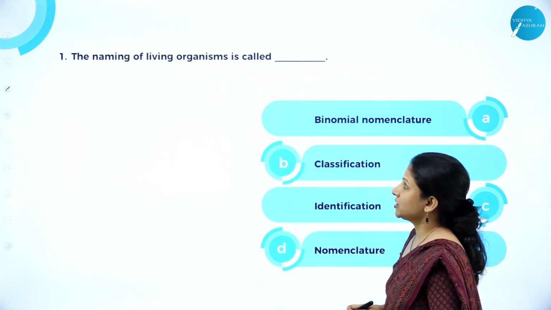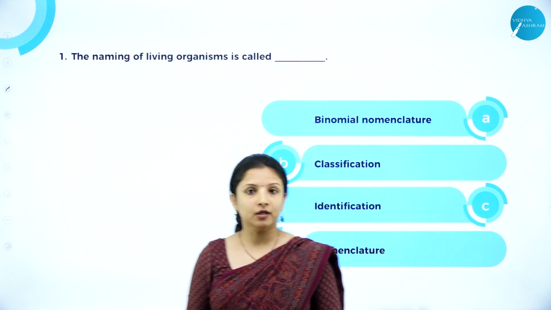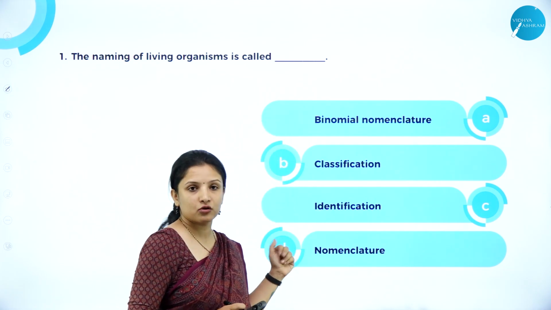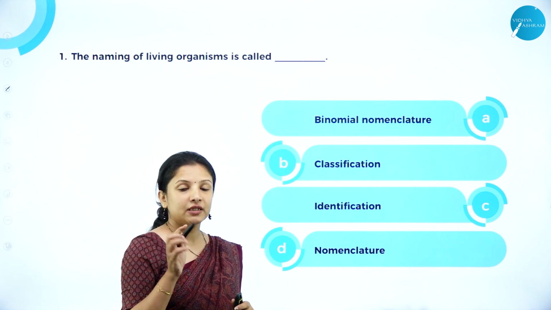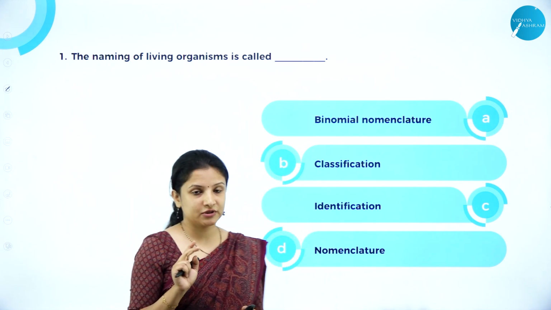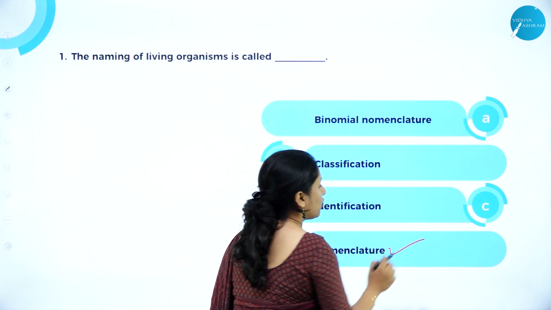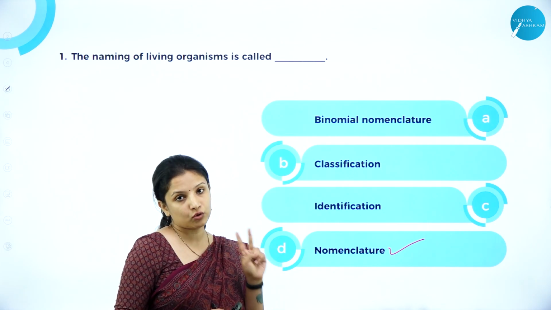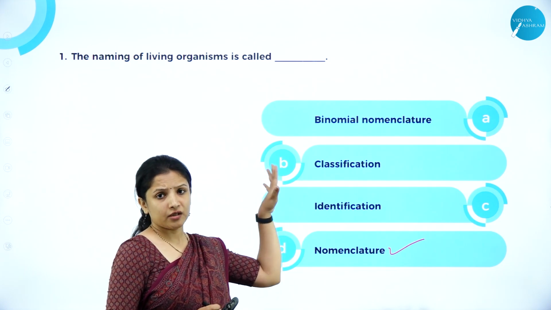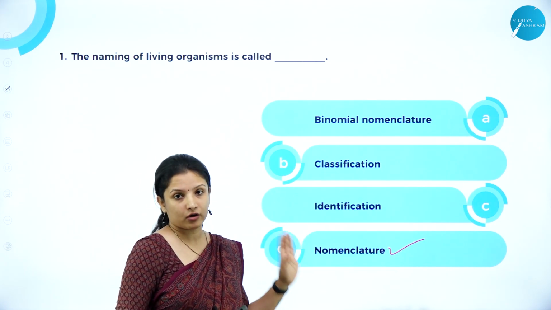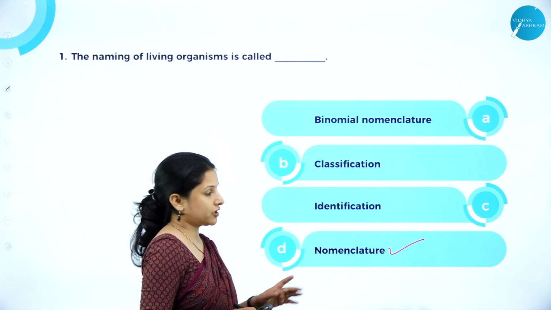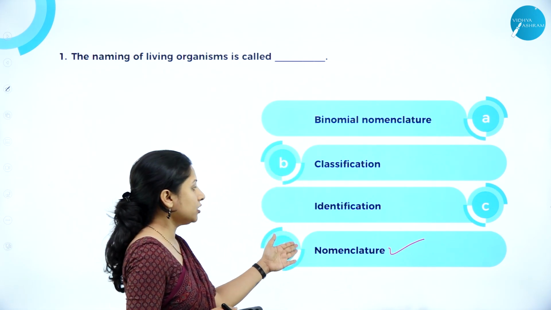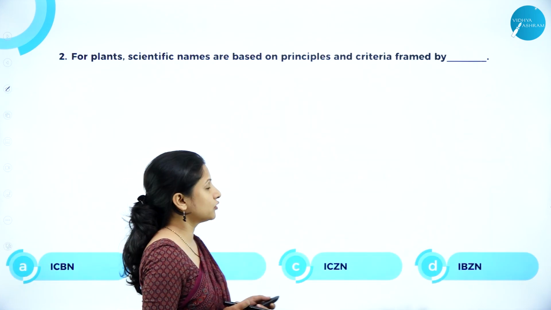Here the first question: the naming of living organisms is called. The options given here are binomial nomenclature, classification, identification, nomenclature. Don't get confused. The naming of the living organism is called nomenclature. It is not binomial nomenclature. Binomial nomenclature is the scientific method of naming an organism with two names. But what is the question here? The question is just naming of a living organism. It is nothing but called nomenclature. So the right answer for this is nomenclature.